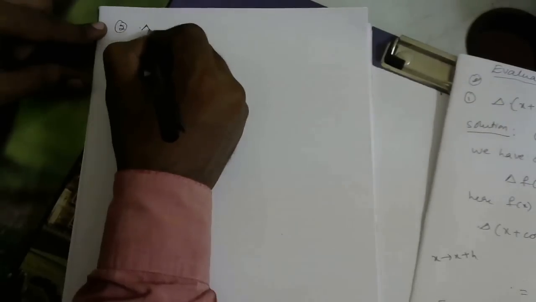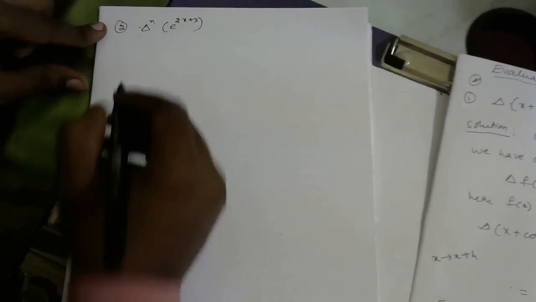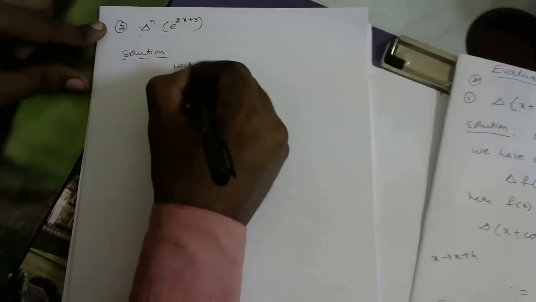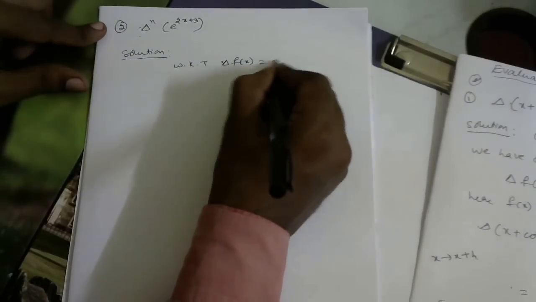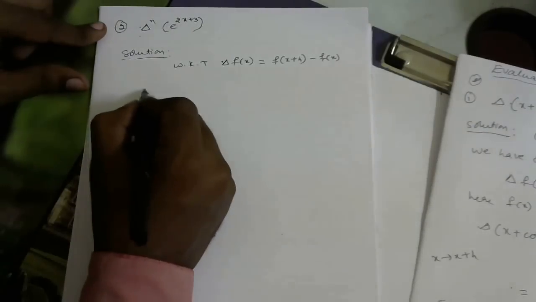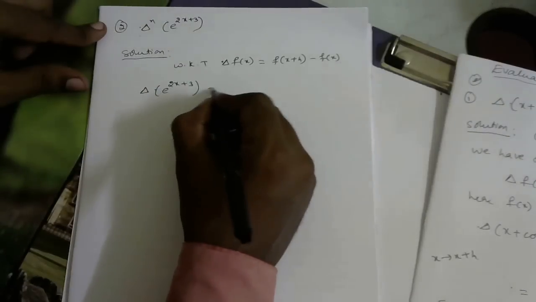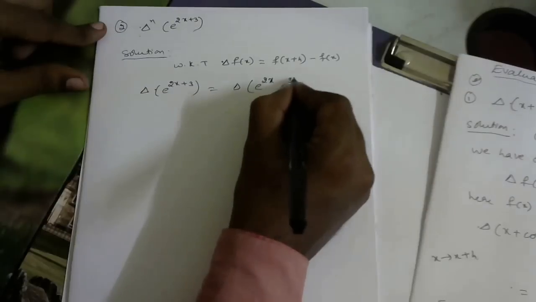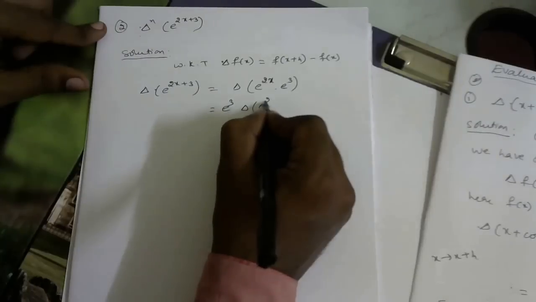Now the second one: delta to the power of n of e to the power of 2x plus 3. Solution: here we know that delta f of x equals f of x plus h minus f of x. So delta of e to the power of 2x plus 3 can be written as e to the power of 2x into e to the power of 3. E to the power of 3 is a constant, so I will write it outside. So delta of e to the power of 2x.